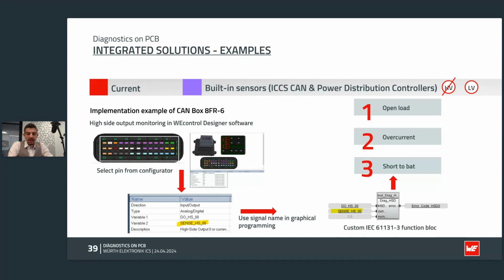In the programming environment, we have implemented some special blocks where we can define the expected current, and then those blocks will directly return error codes like open load when no current flow is detected upon activation, or overcurrent if the nominal value is too far exceeded.